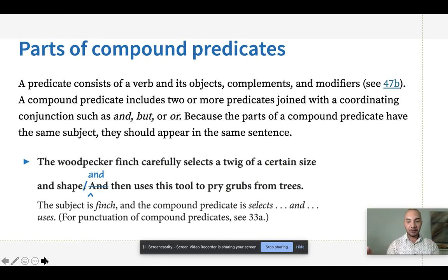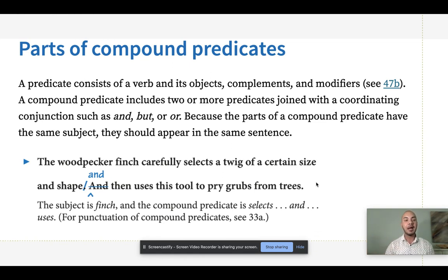Okay, so here's what I mean by this. We have a compound predicate, meaning we have one subject, which is the woodpecker, and then we have the verb selects, and then we have a second verb, uses. The woodpecker is doing the action both in the first predicate and in the second predicate. And so we want to make sure that that second half of the sentence doesn't get lopped off by itself, but that we combine the two.